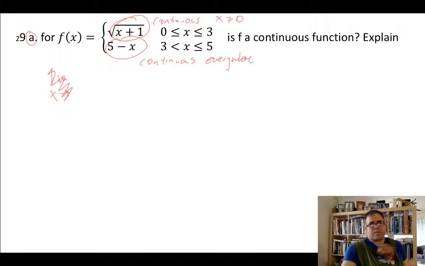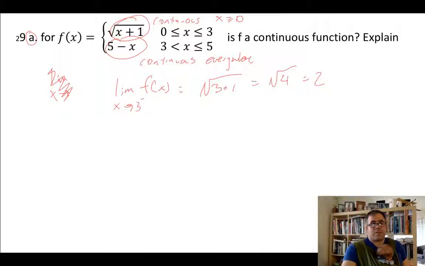So if we're looking to see whether f, the combination of these two, is continuous, we need to look at where they join, which is at 3. So we are going to take the limit of f as x goes to 3 from the negative side, where we use this definition. So that's the square root of 3 plus 1, which is the square root of 4, which is 2.